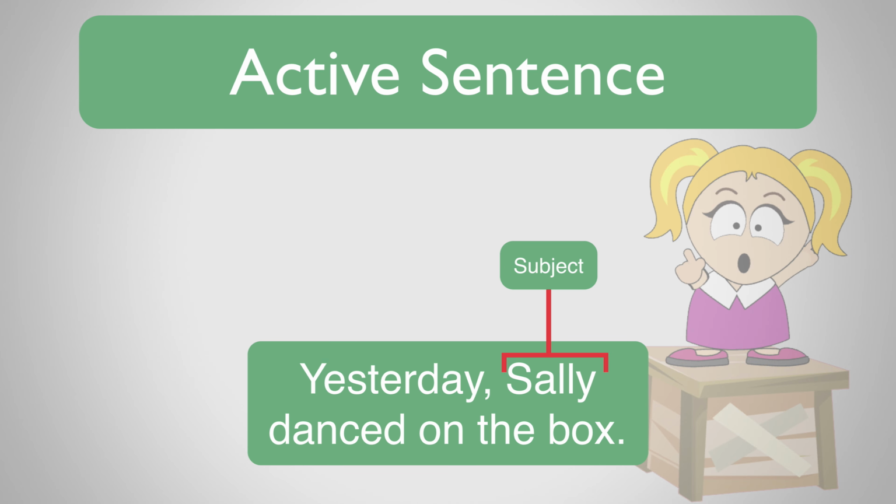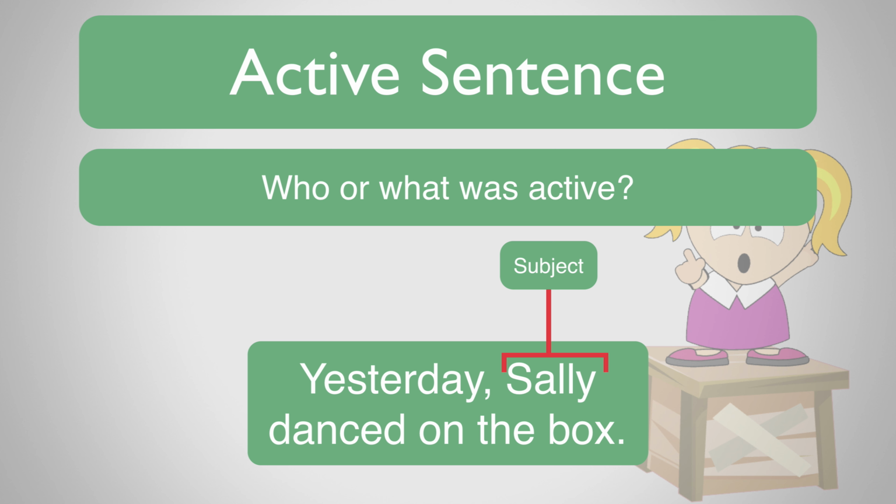One way of remembering how to identify active sentences is to think about who or what was active in the sentence. Sally was active. She was the one doing the dancing. The box wasn't really doing anything. So since the subject of the sentence is the one who is actively doing the verb, we can say it is an active sentence. Of course, the subject might not always be a person.